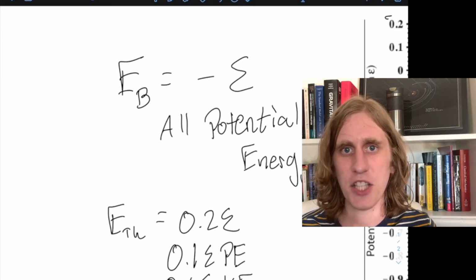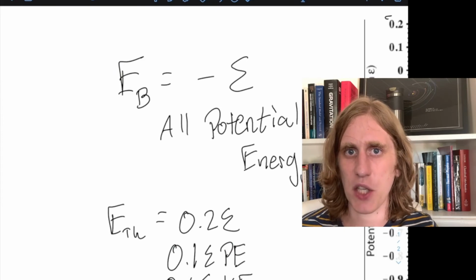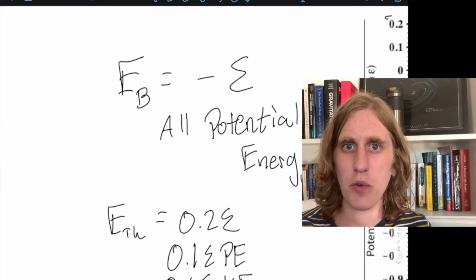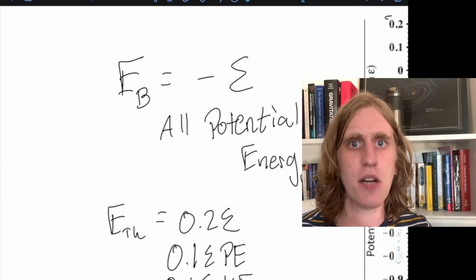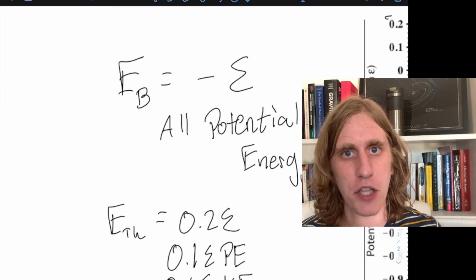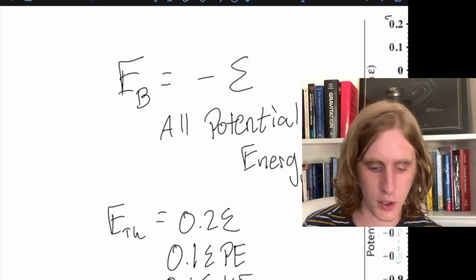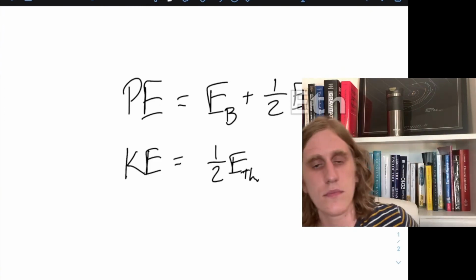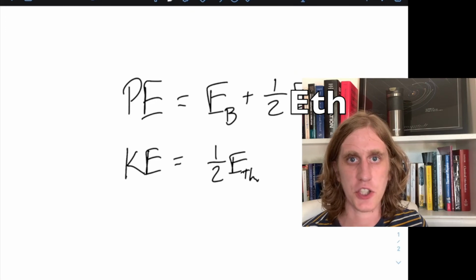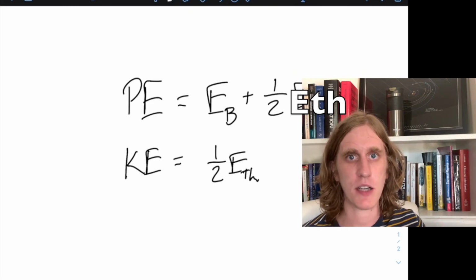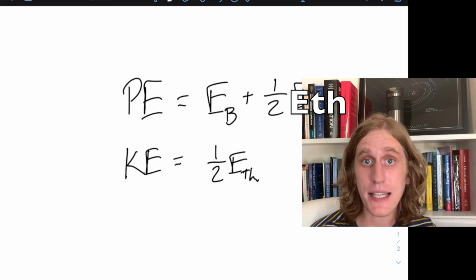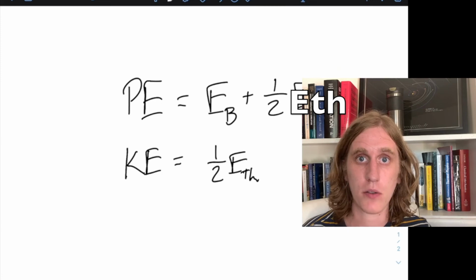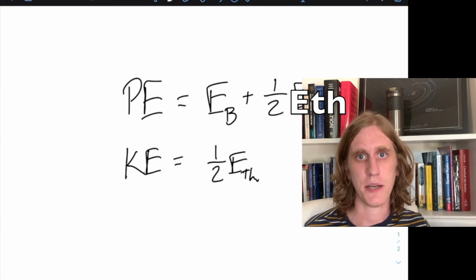But again, bond energy is not exactly equal to potential energy. The energy that we add as thermal energy gets split in interesting ways. And so the bond energy is only equal to the potential energy when the particles have no thermal energy. We can write this out in a couple of nice little equations. This equation just says that the total potential energy of the pair of particles is equal to the bond energy of the particles plus 1/2 of the thermal energy, and the kinetic energy of the particles is equal to the other half of the thermal energy.